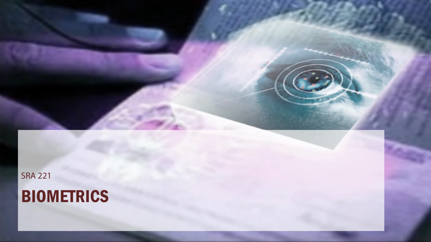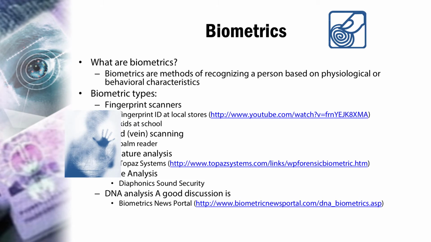Welcome to SRA 221. In this video, we will be discussing biometrics. In computer security, biometrics refers to authentication techniques that rely on measurable physical characteristics that can be automatically checked. There are several types of biometrics: fingerprint scanners, vein scanning, signature analysis, voice analysis, and DNA analysis.